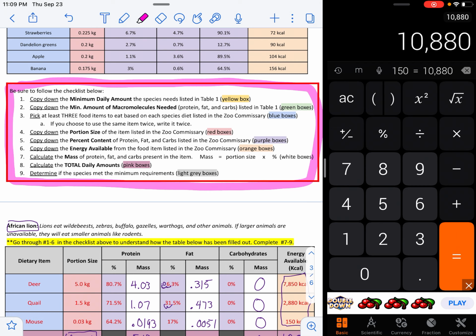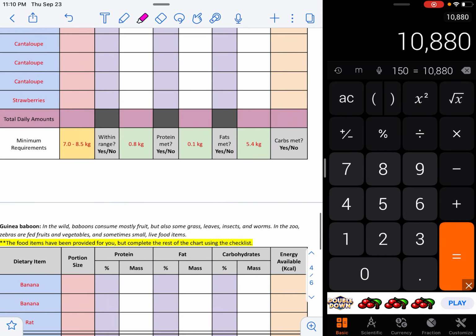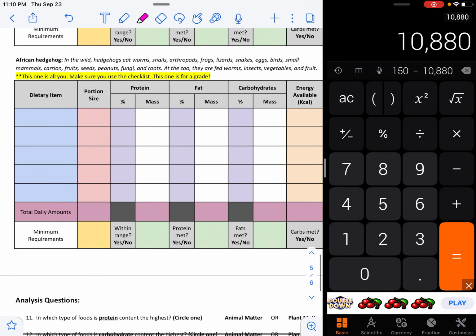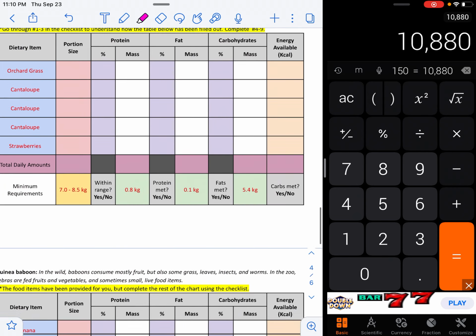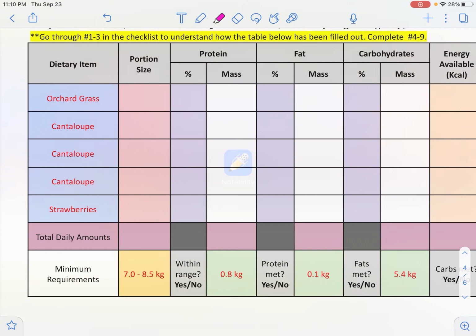It's going to take a little bit of time and practice, but I have faith that all of you can do this. Your homework is to complete all of the rest of the diets, all the way down to hedgehog, and then answer the analysis questions. That is your mission.